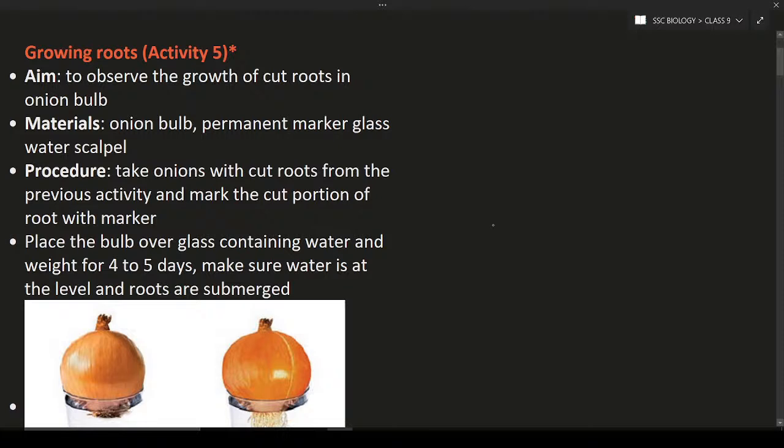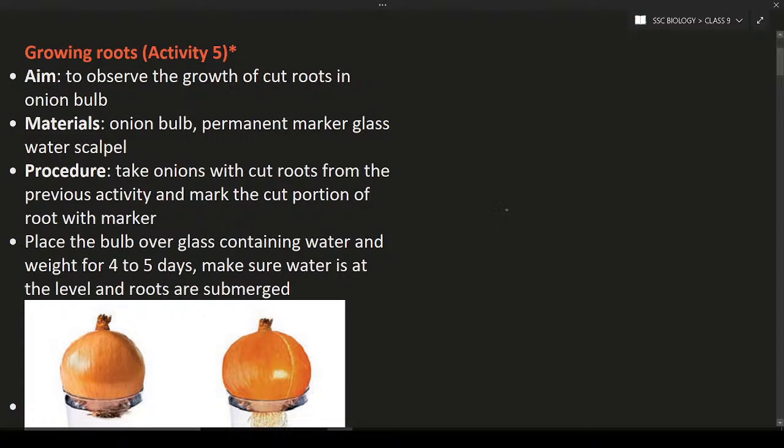Now coming back to growing roots. What is meant by growing roots? Growing roots are nothing but the roots of the plant. They are helpful in absorption and so on. So next, growing roots. These are the growing roots.